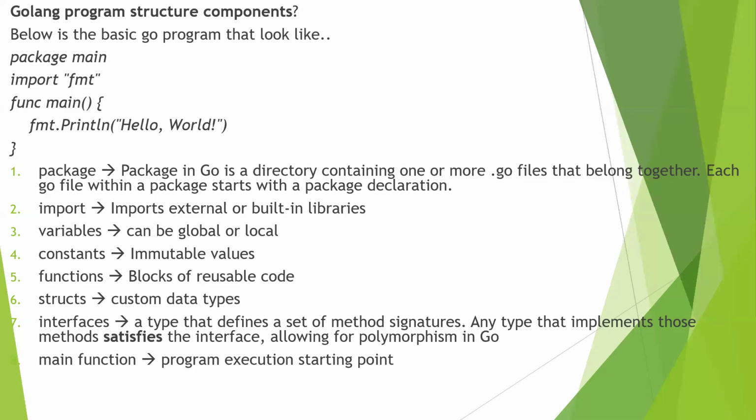Last but not the least, we have the main function. The program execution starting point is the main function. Without this main function, the program cannot be executed. Package main and the main function are very important for the Go program. Without them, the program will not be executed. This is the program structure, and these are all the components that we have.